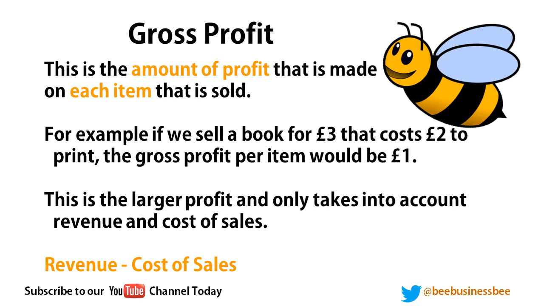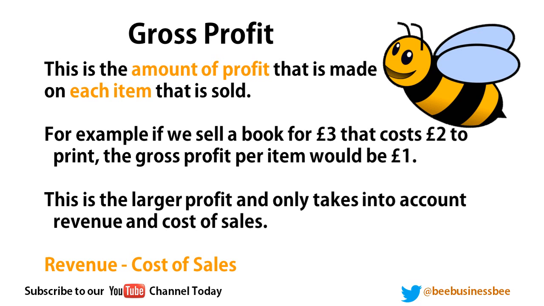Think of the word gross, meaning fat, big. This is the amount of profit you make on every item that you sell. So for example, if you sell a book at £3 that costs £2 to print, the gross profit per item is £1. The formula to calculate this is revenue minus the cost of sales. It's really important that you learn this. So remember, gross profit is revenue minus cost of sales.